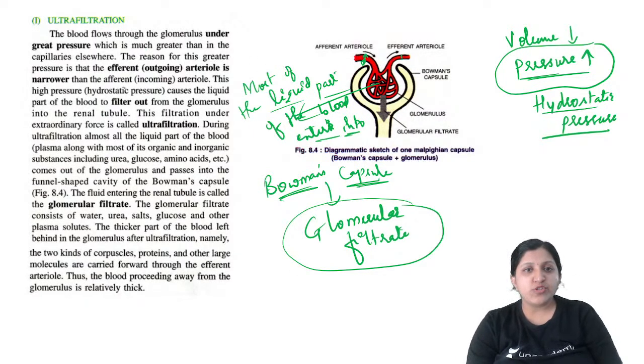We will just read this one. The blood flows through the glomerulus under great pressure, which is much greater than in the capillaries elsewhere. The reason for this pressure is that the efferent arteriole is narrower than the afferent arteriole, which is wider. Because of that, this high hydrostatic pressure causes the liquid part of the blood to filter out from the glomerulus into the renal tubule.